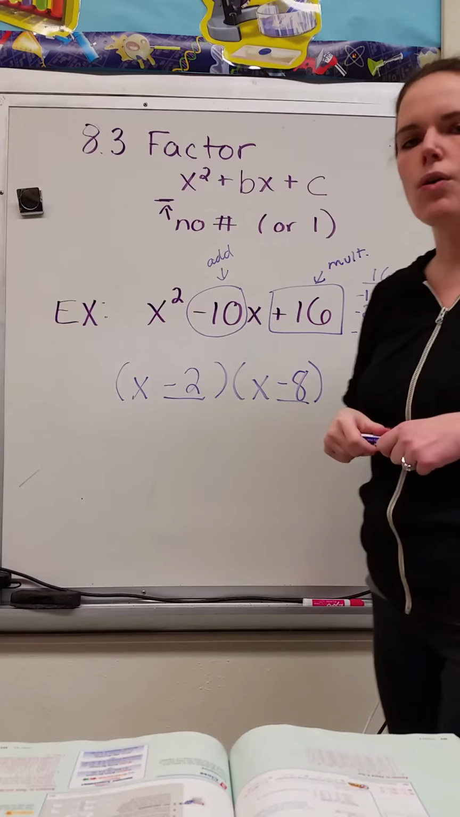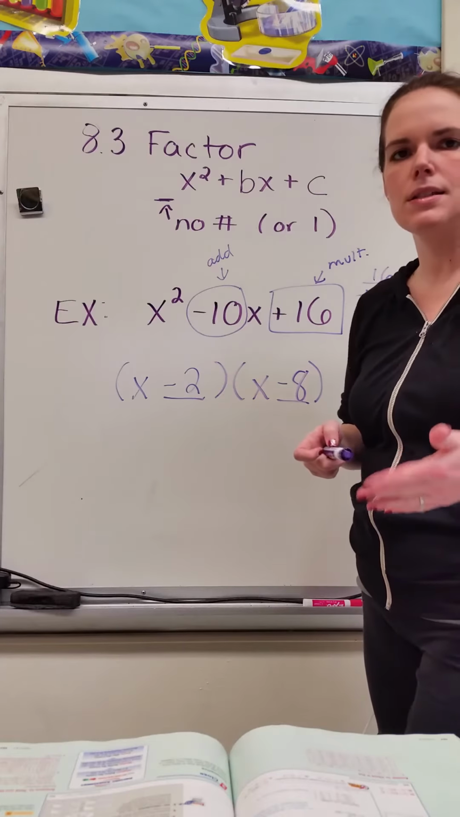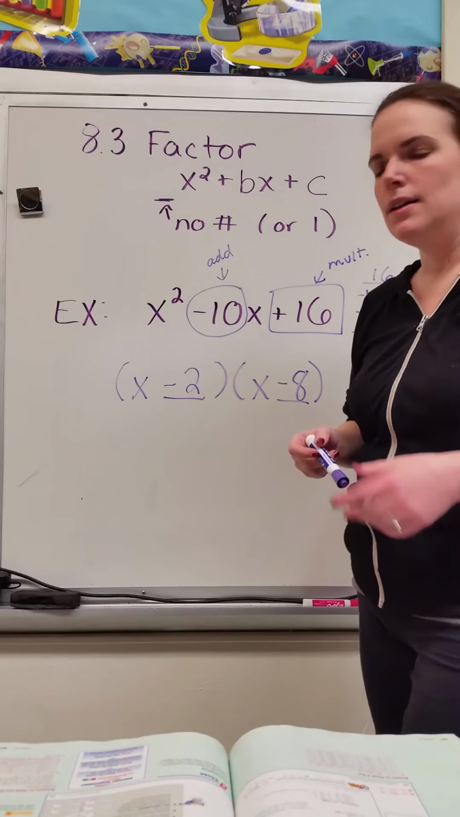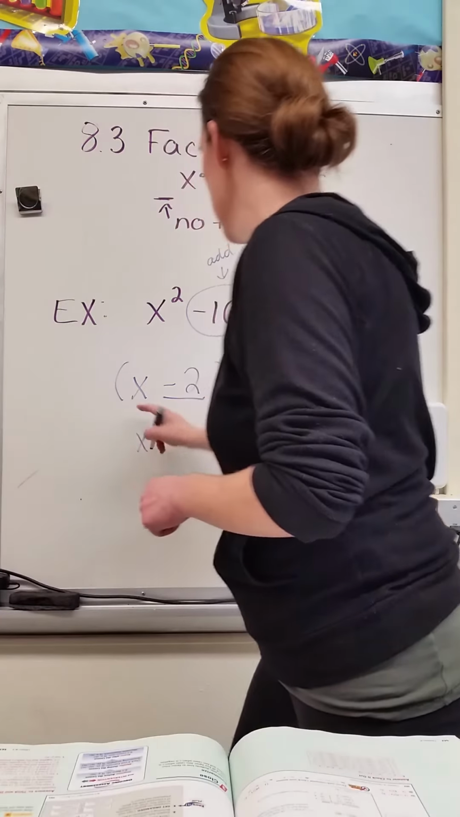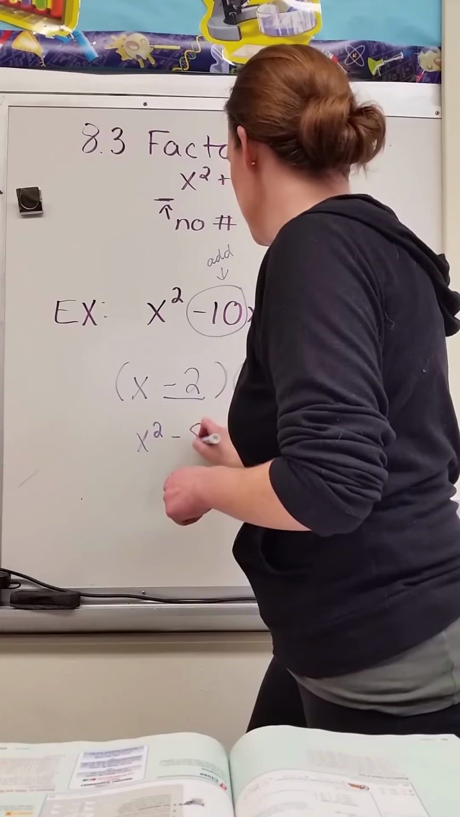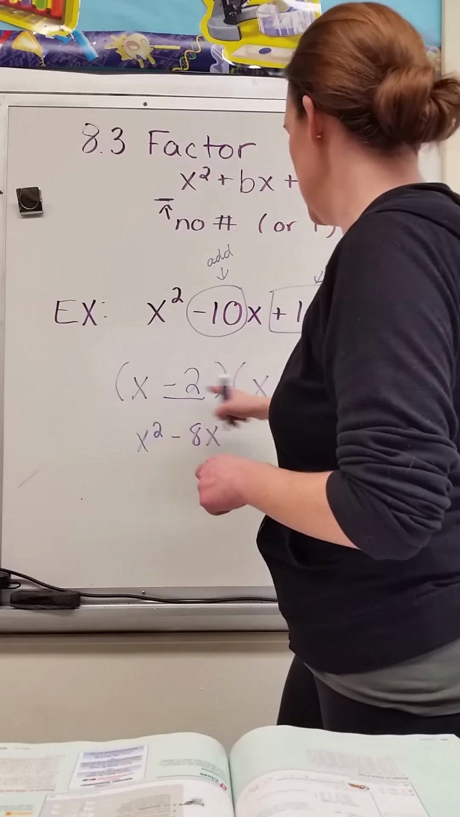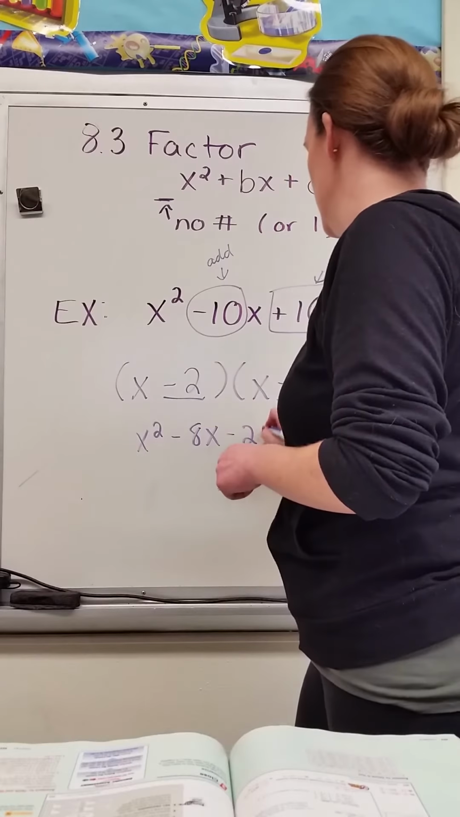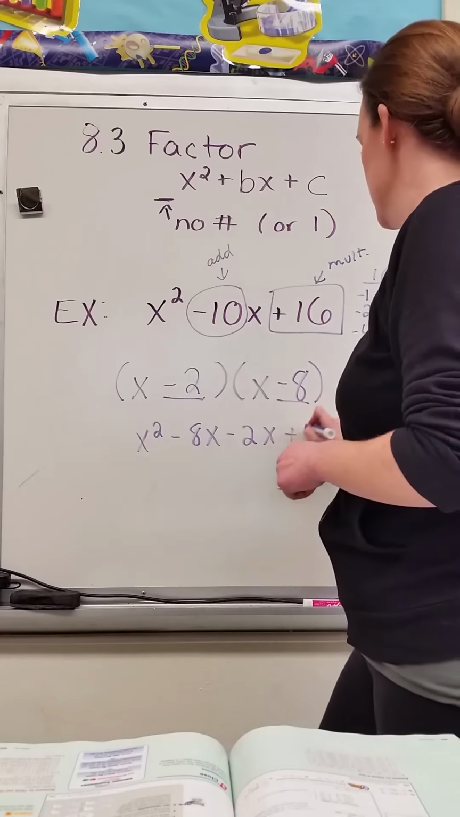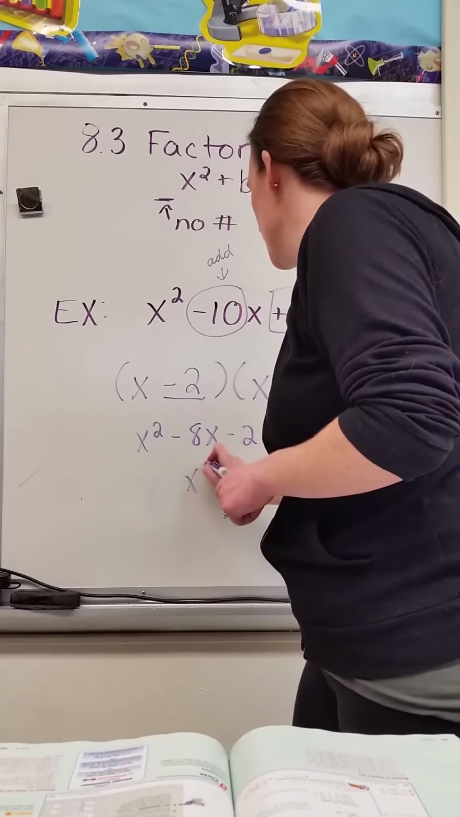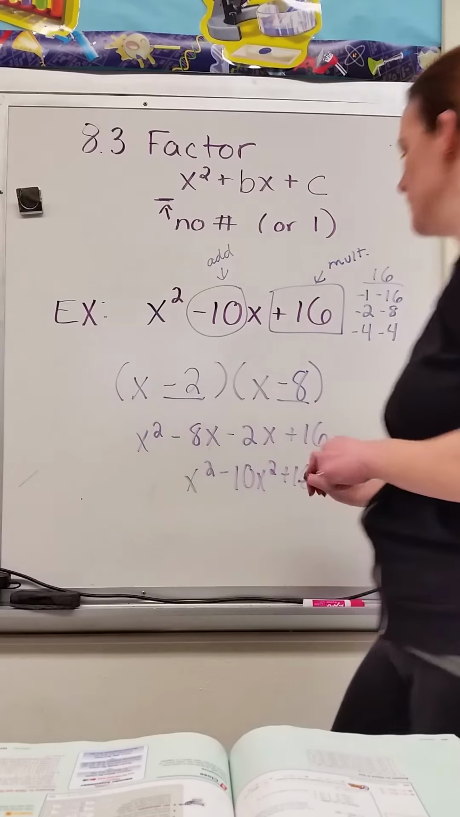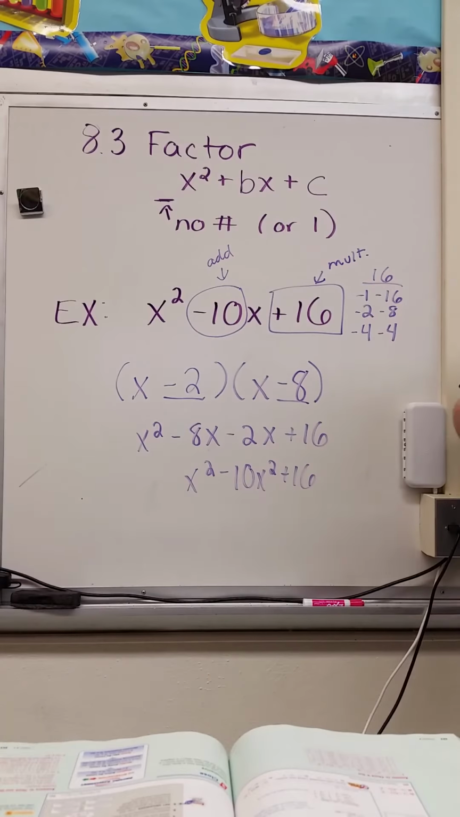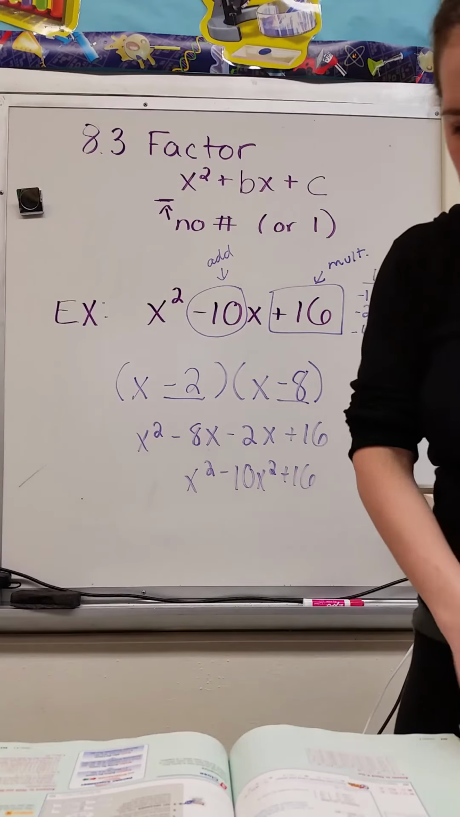You can always FOIL these to double check that you're right. So you could always take first, outside, inside, last. And make sure you end up back at the beginning. I'll do one more example.